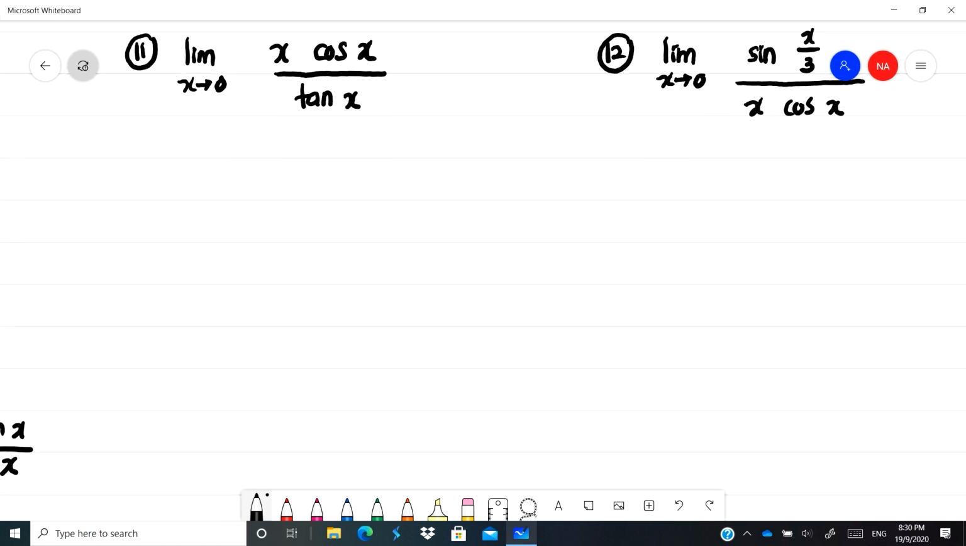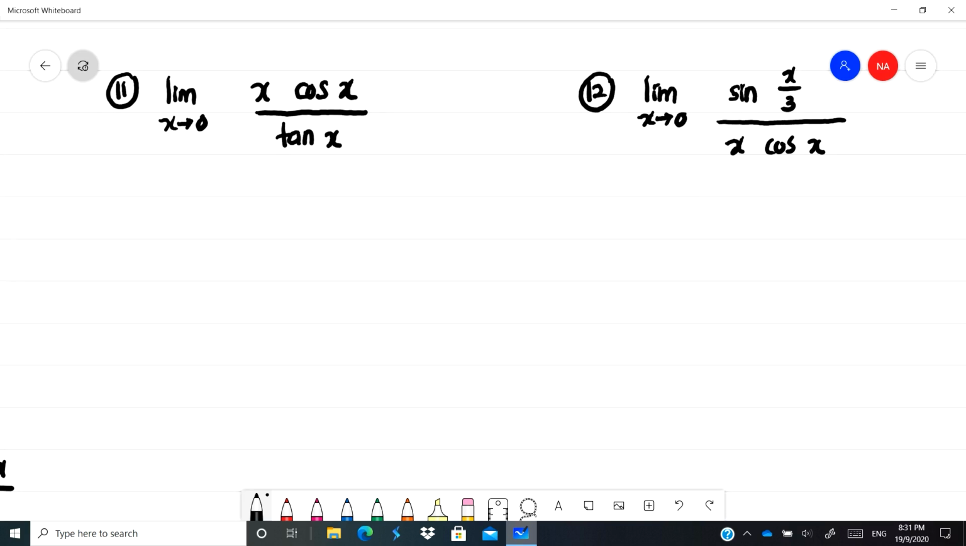So let's look at number 11. You have something like this. If you try to substitute x with 0, you get a 0 over 0 case. So again, if you have tangent, the tangent should be converted into sine over cos. So you will have limit as x approaching 0 of x cos x over the whole thing, tangent x converted into sine x over cos x.